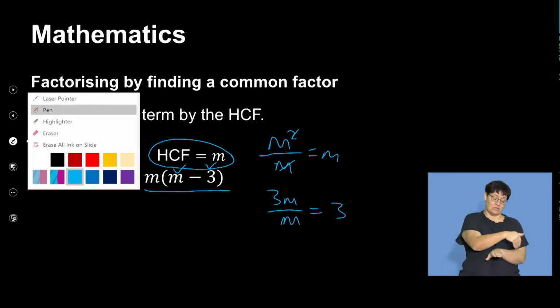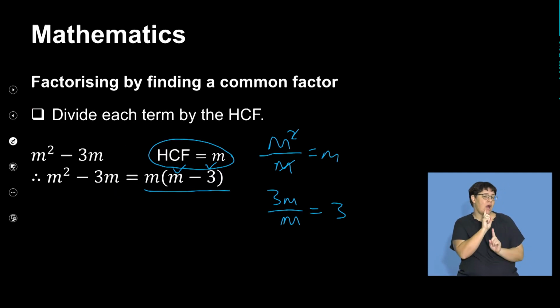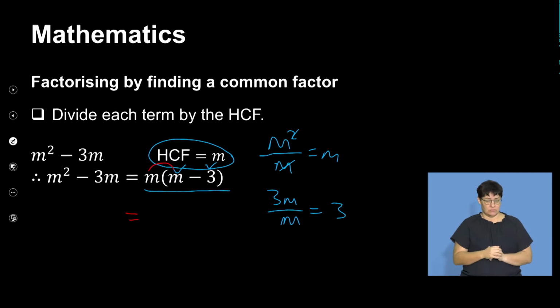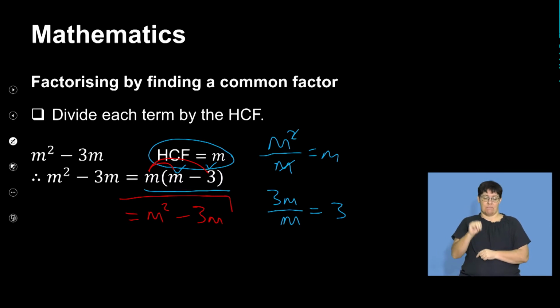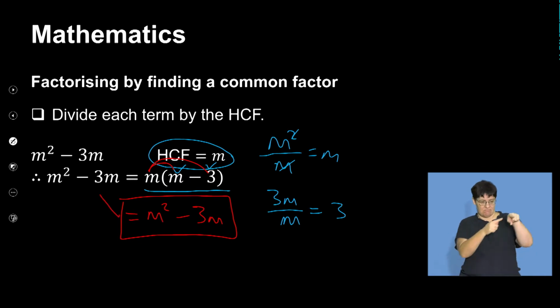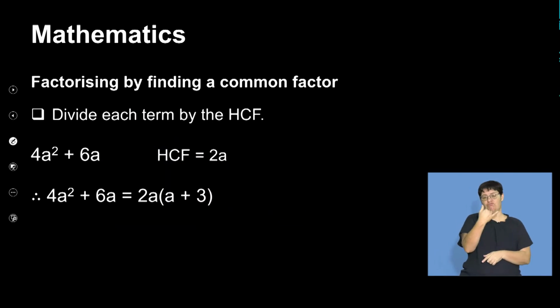Again, test whether your answer is correct or not. So m multiplied by m will give me m squared, minus m multiplied by 3 will give me 3m, which is the same as what the question was. So that's how you then test your answer, whether you did the right thing or not.